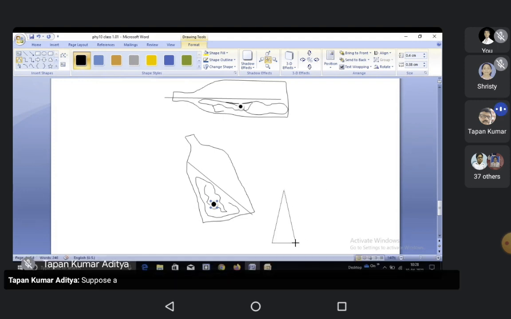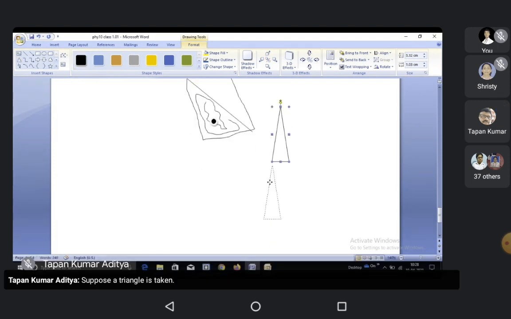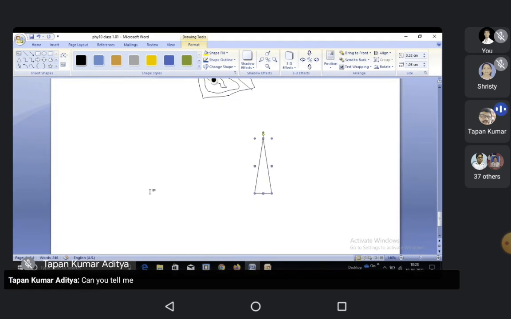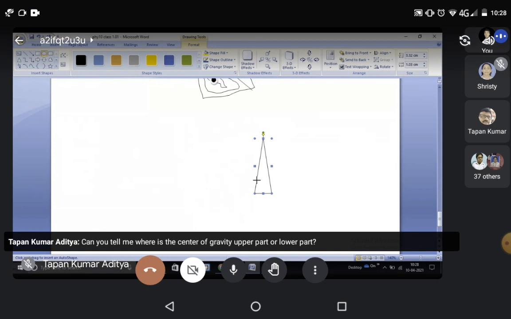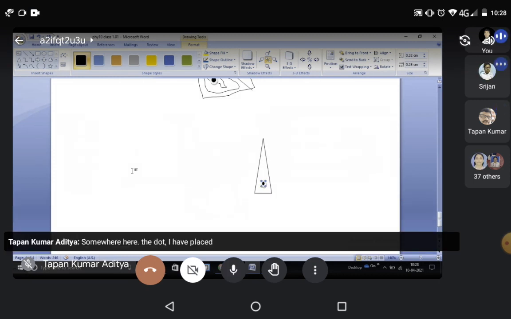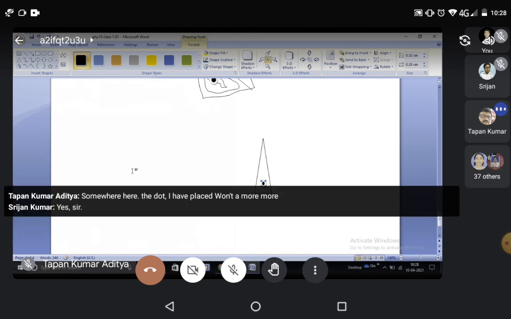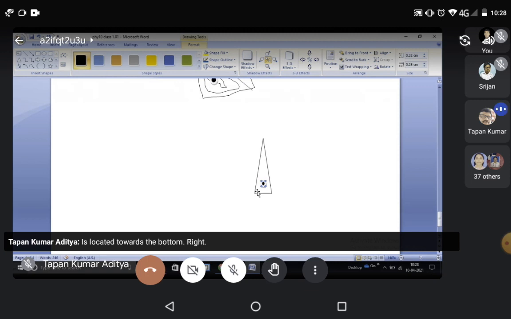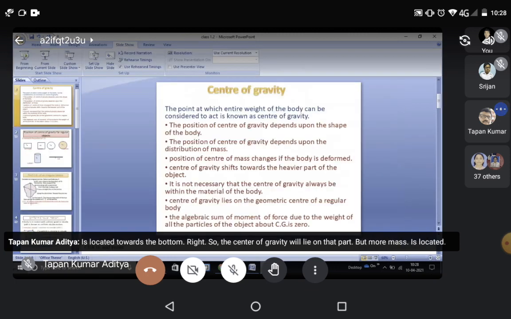Suppose a triangle is taken. Can you tell me where is the center of gravity, upper part or lower part? The lower part. It would be somewhere here, the dot I placed. Yes, sir. More mass is located towards the bottom, right? So the center of gravity will lie on that part where more mass is located.